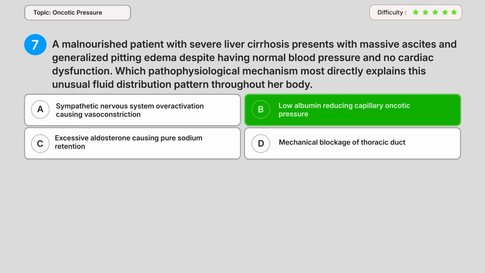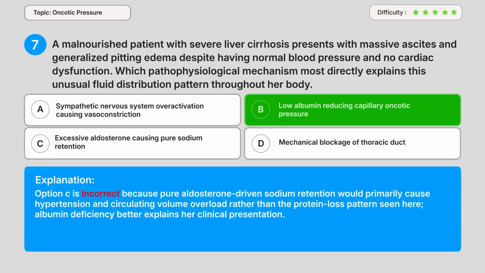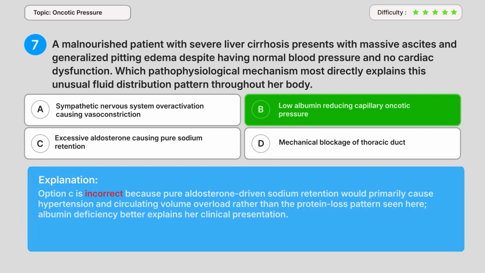Option A is incorrect, because sympathetic overactivation would raise blood pressure and cause vasoconstriction rather than edema formation. This patient's fluid shift stems from protein deficiency rather than autonomic nervous system dysfunction directly. Option C is incorrect, because pure aldosterone-driven sodium retention would primarily cause hypertension and circulating volume overload rather than the protein loss pattern seen here. Albumin deficiency better explains her clinical presentation.